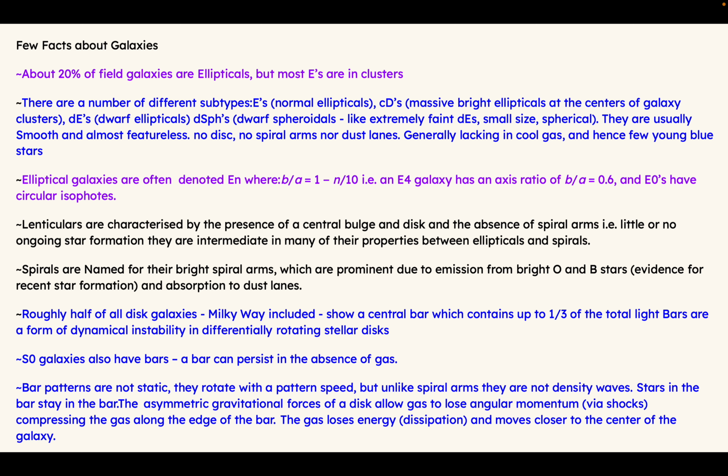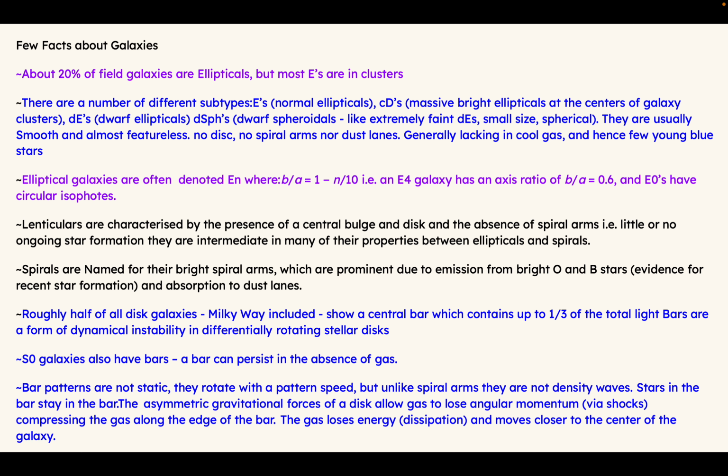The asymmetric gravitational force of the disk allows the gas to lose angular momentum by shock, compressing the gas along the edge of the bar. The gas loses energy and moves closer to the center of the galaxy. Why the bar forms in barred spiral galaxies is one of the hot topics of research. It is also seen that the bar patterns are not static.